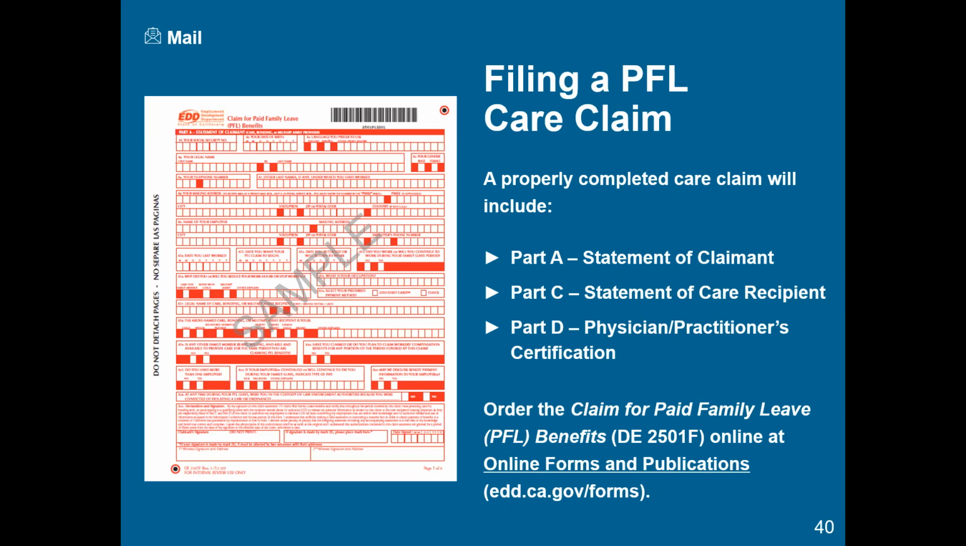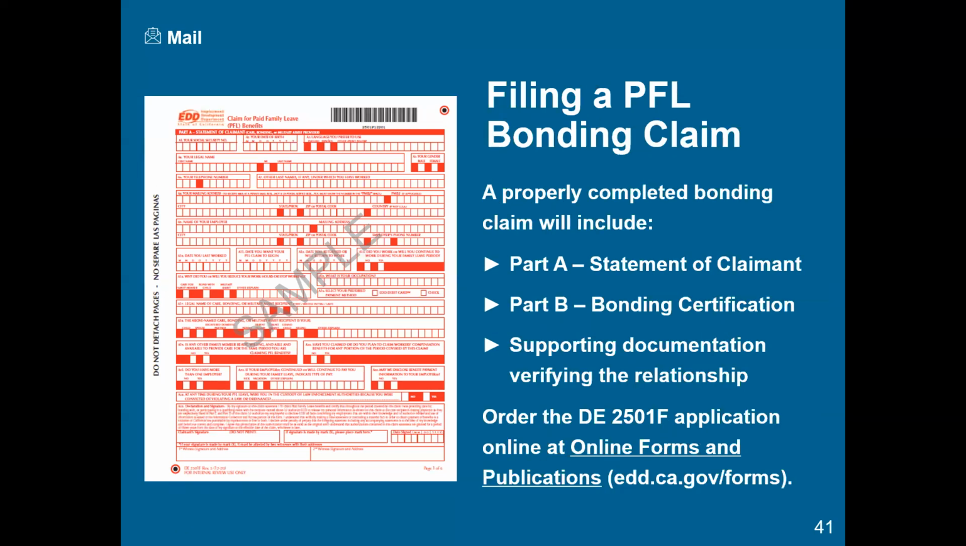But let's say they're filing for a care claim, they would just fill out Part A. That's the portion that your employee fills out. Part C is the part that the seriously ill family member is filling out, or their authorized representative if the family member is too ill to sign. And then Part D is the licensed health professional of that seriously ill family member. They need to fill out the medical certification portion. Next slide, please.